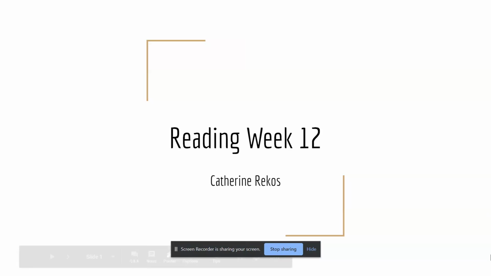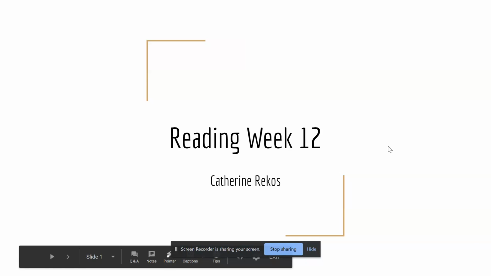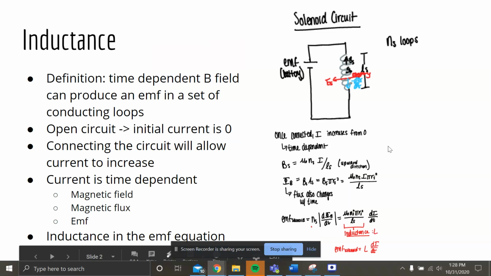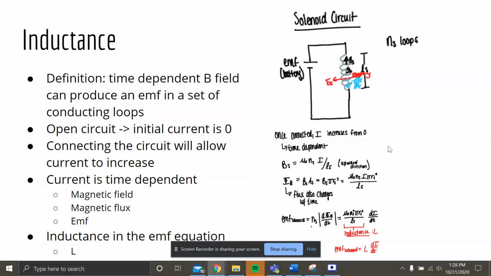This is reading week 12 for Physics 2212. In the first video this week, we talked about inductance. Inductance means that the B field, which changes with time, can produce an EMF in a set of conducting loops such as a coil. We then looked at an example with a solenoid in a circuit.